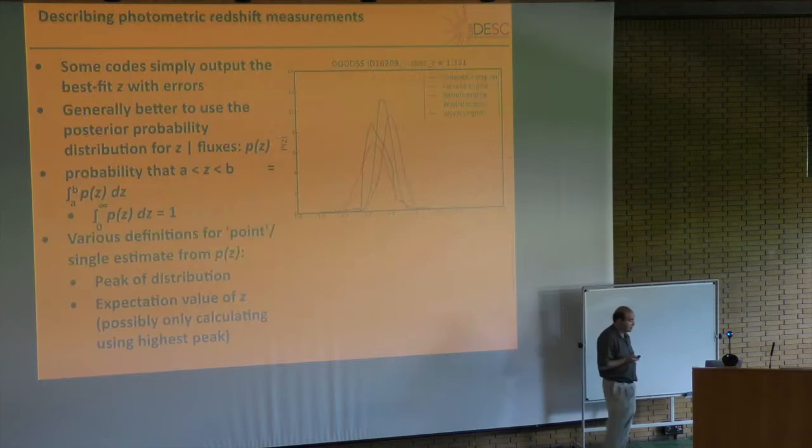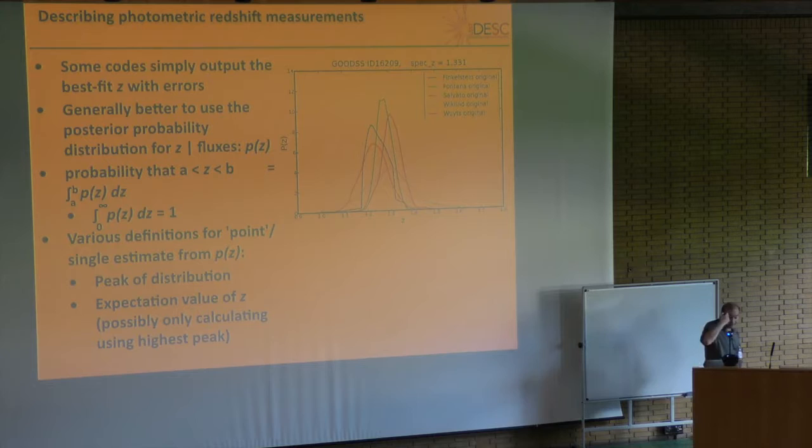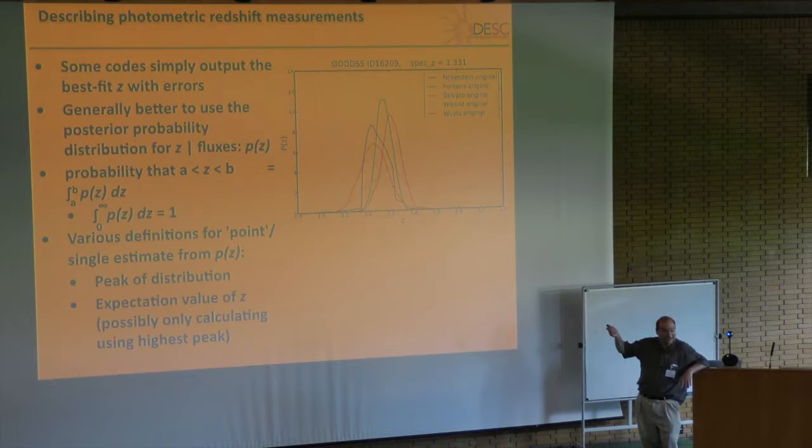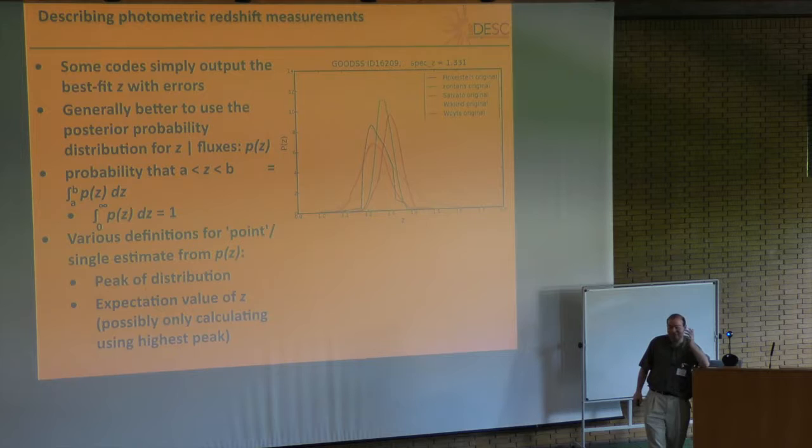So what sort of measurements will we get from an algorithm? There are codes that will simply return a best fit redshift and some errors, uncertainties, especially when we talk about the machine learning training set-based techniques. That's most commonly what you're going to be getting out. For most cosmological analyses, it's better to use the posterior probability distribution, so the probability of a given redshift given the flux measurements. And if you're not familiar with probability distribution functions, first of all, you should try to learn more about statistics. As astronomers in particular, we tend not to be trained very much about statistics, but you'll be able to do much more with data if you understand statistics than if you don't.